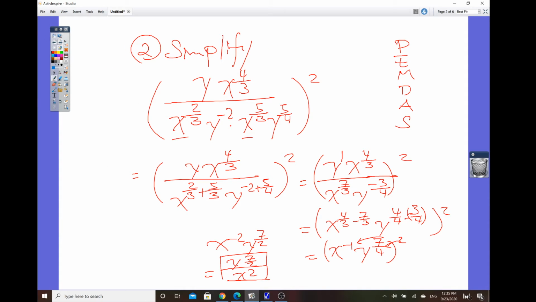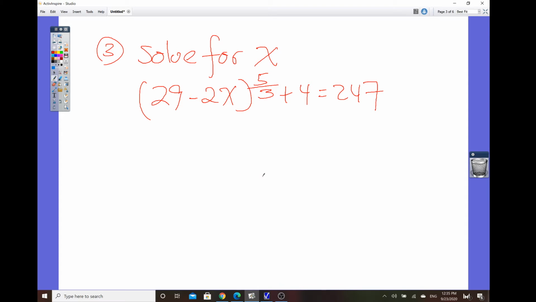Okay, so now let's see what else we have for the rest of this. Solving the radical equation. Sometimes this one can be written as 29 minus 2x, the whole quantity, which is what, to the 5th power, and then the cube root of the whole quantity.